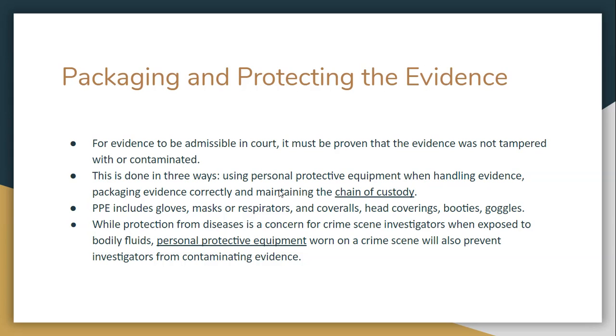So we've talked about this a little bit before, but we're going to reiterate. If the evidence is going to remain admissible in court, you have to be able to prove that the evidence was not tampered with or contaminated. So to do that, you have to use personal protective equipment when you're handling your evidence. You have to package that evidence correctly, and you have to maintain the chain of custody. The personal protective equipment, or PPE, that you will use on a crime scene includes gloves, masks or respirators, coveralls, head coverings, booties, and goggles.